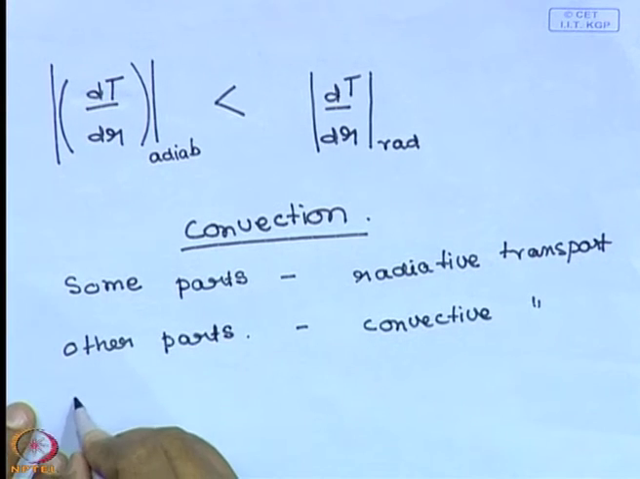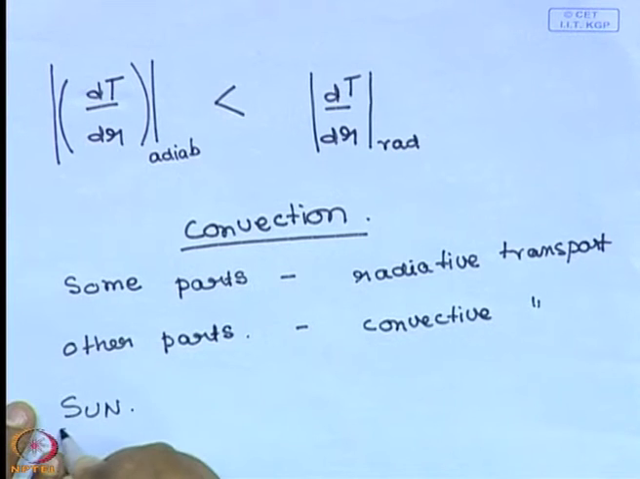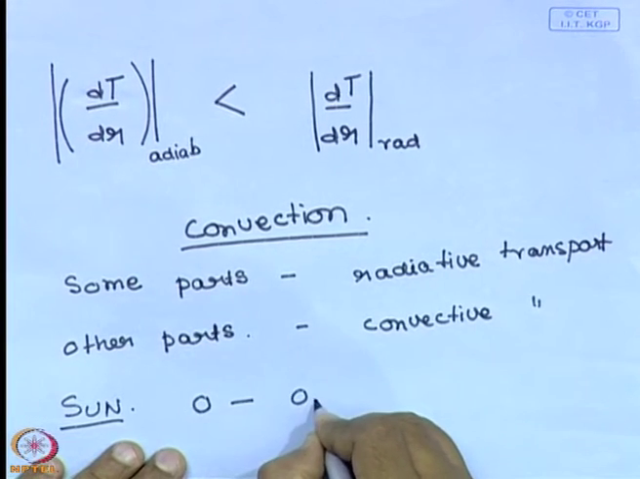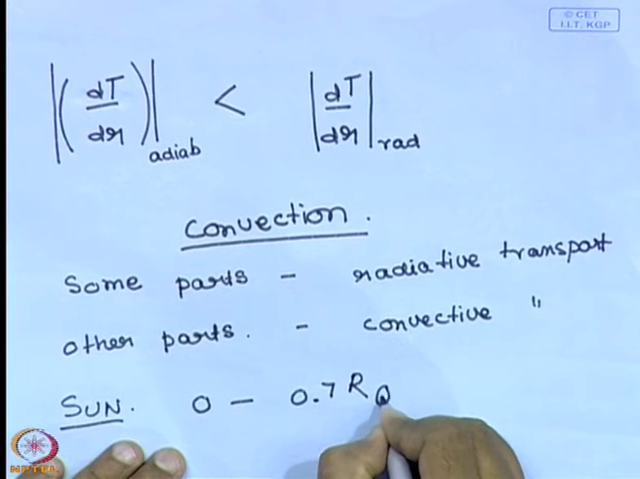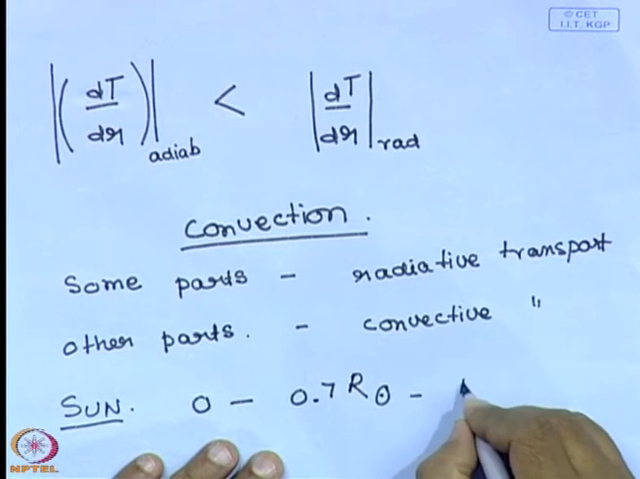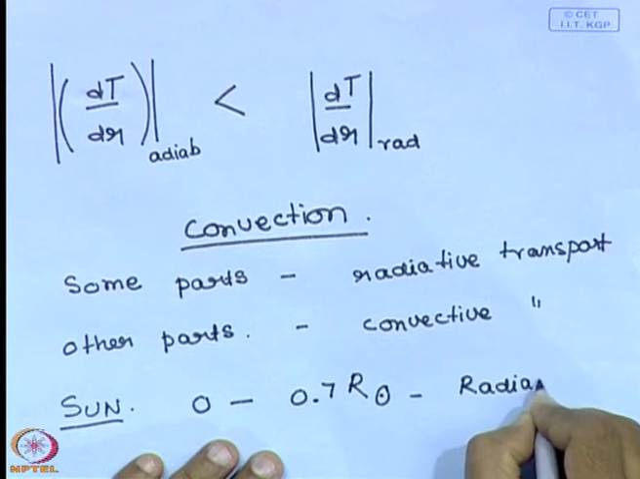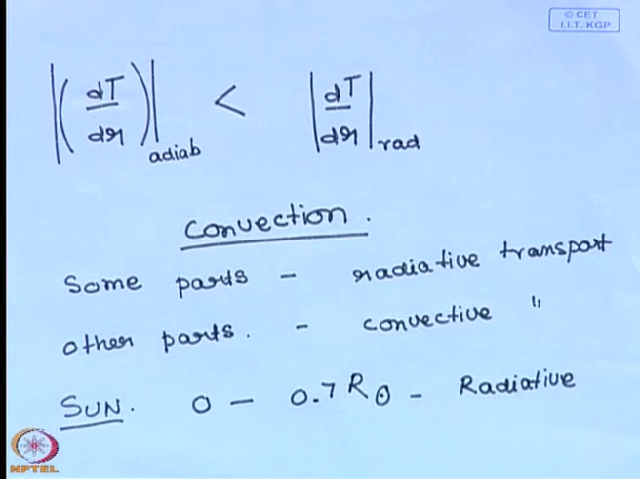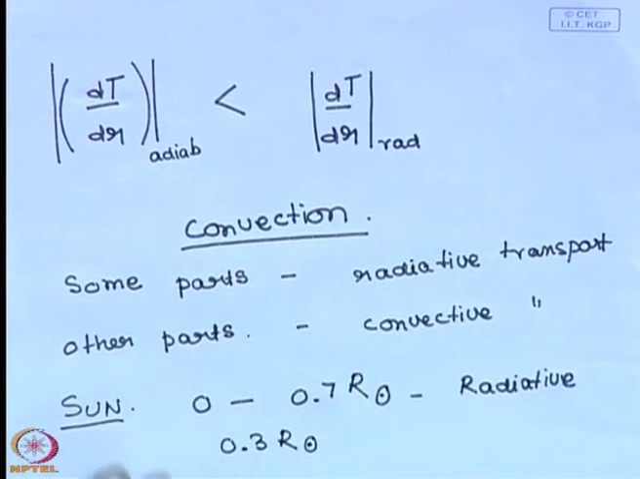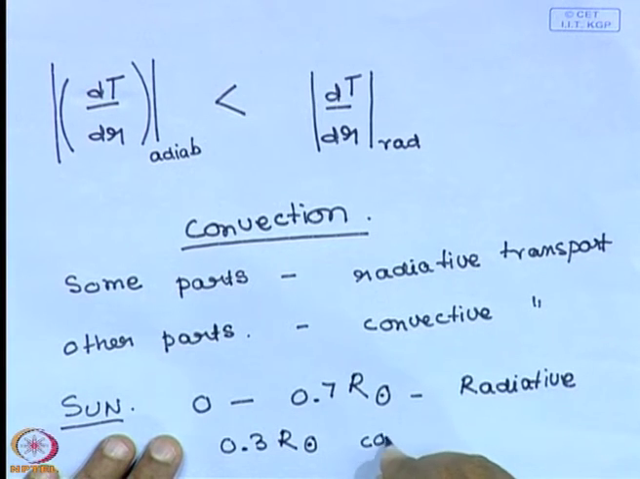So, for the sun, let me just give you the numbers. For the sun, it turns out that from 0 to 0.7, so 70% of the solar interior, you have radiative transport of energy. And in the remaining outer 30% of the sun, you have convective transport of energy.